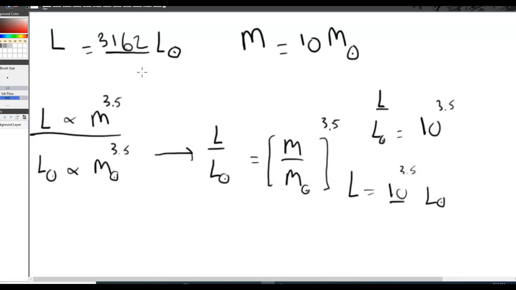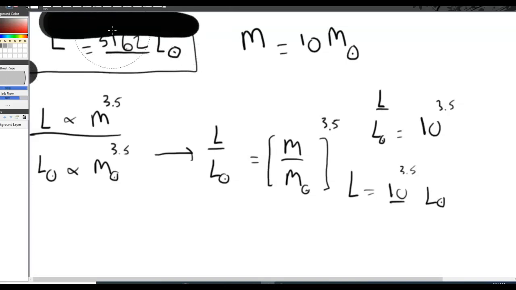So this star that has 10 times more mass than our sun actually has a luminosity over 3,000 times more than our sun. And now again, remember this relationship, this exponent of 3.5 only holds for main sequence stars. So pause there if you need to take a look over that, but this would be the answer to the question.